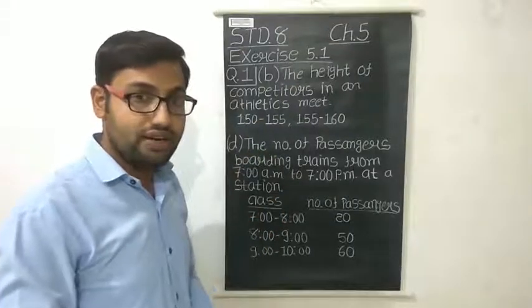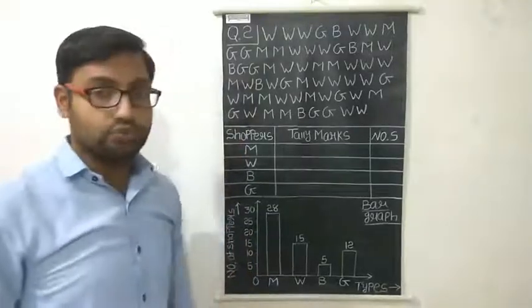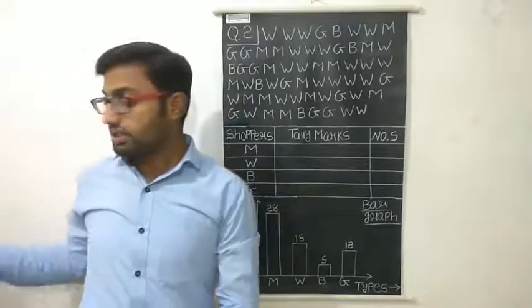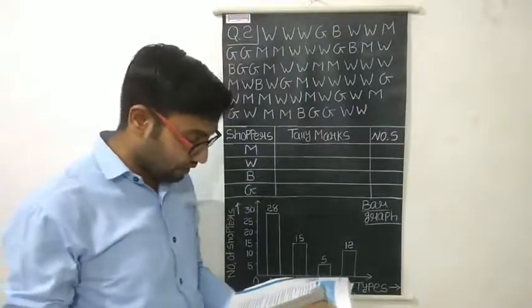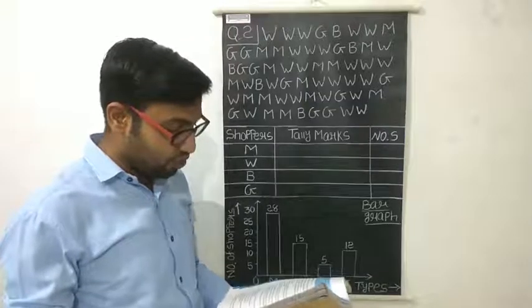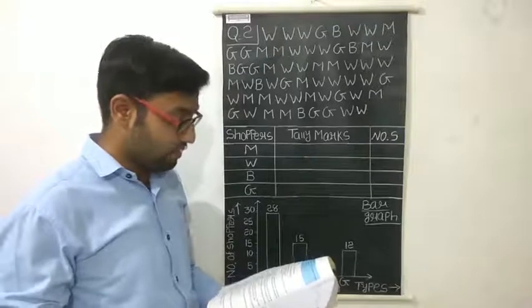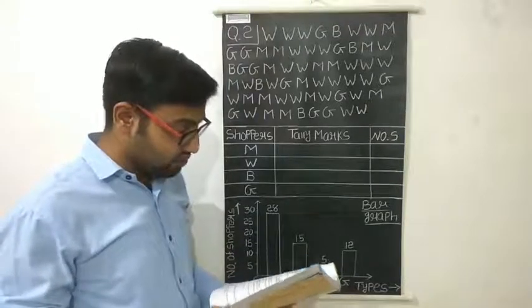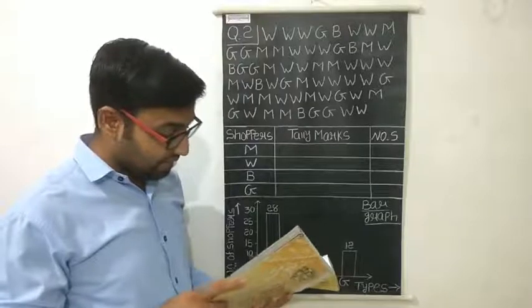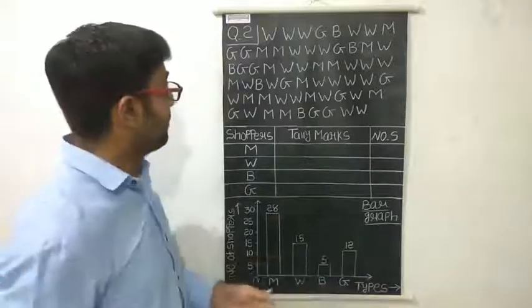Okay, understand? Okay, let us now study question number 2. And what is the question? The question is, the shoppers who come to a departmental store are marked as man, woman, boy or girl. The following list gives the shoppers who came during the first hour in the morning. And the data given is this.